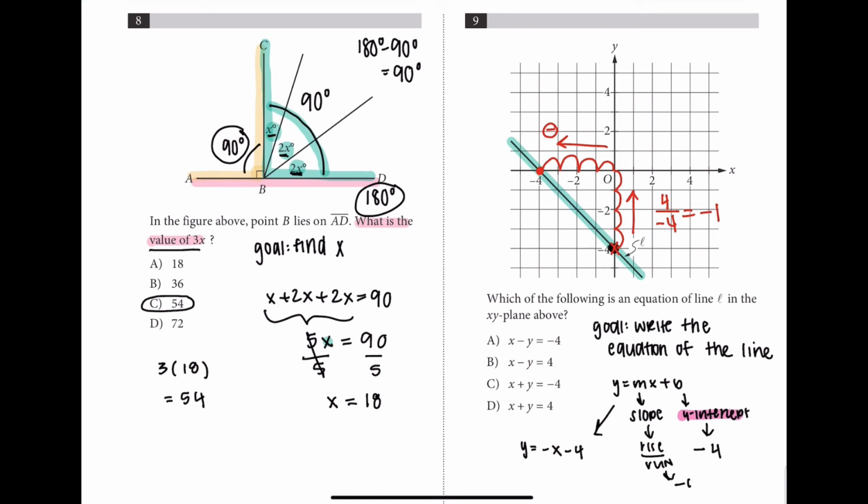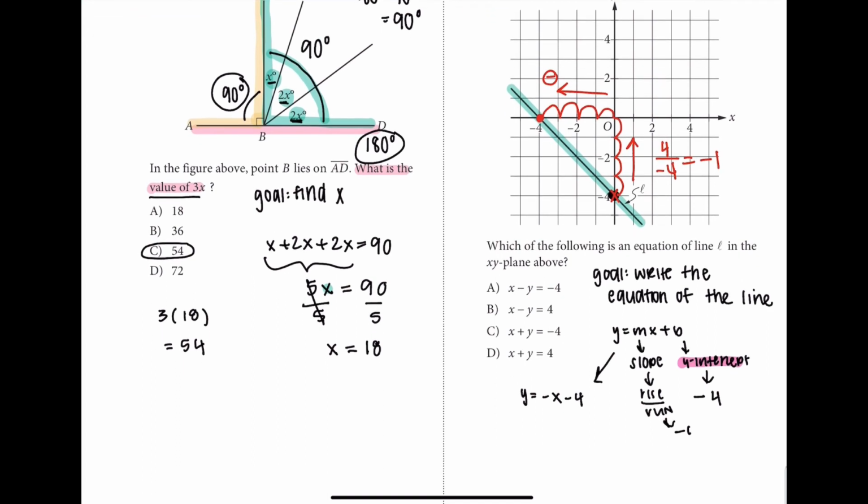Now, as you can see, the answer choices that they have for us are written a little differently. That is okay. With an easy manipulation of numbers and variables, we can figure out which one is the correct answer. So we know that this is the correct equation of the line. All we need to do is figure out which one of these answer choices is the exact same as what we found above. So let's start with A.